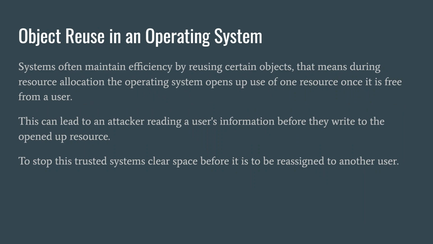On to the next topic. Efficiency is an important part of an operating system, and one way this is achieved is through reusing certain objects. When this happens, a freed resource is given to another user through resource allocation. This can open up opportunities for an attacker to gain information before they overwrite the file. That is, before they write to it. To stop this from happening, operating systems overwrite the data that will be accessed by a new user before they reassign it to them.